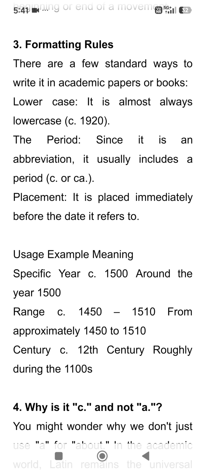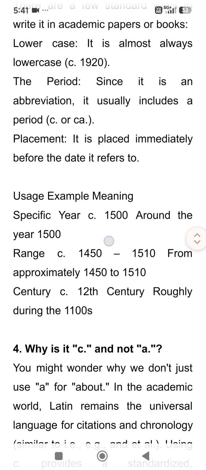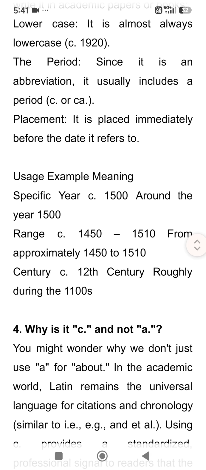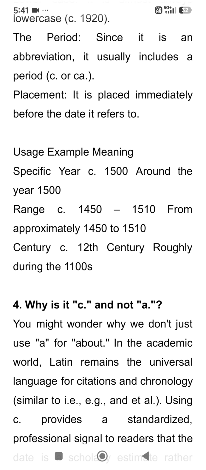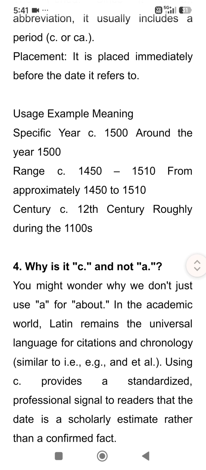Then formatting rules. What are the formatting rules? There are a few standard ways to write it in academic papers or books. Lowercase: it is almost always a lowercase c. Never write a capital C, write a small c, circa 1920. The period: since it is an abbreviation, we put C and a dot. You can see here it usually includes the period, C dot or CA dot.